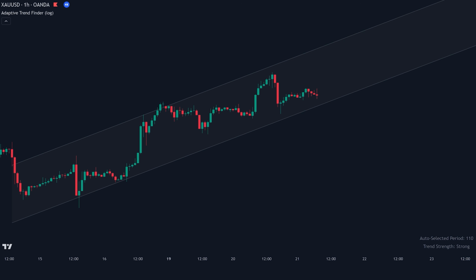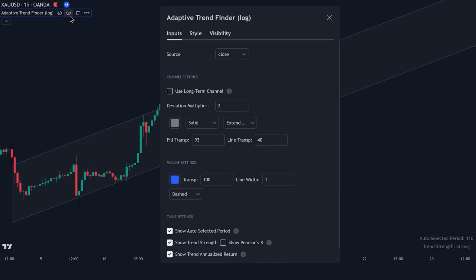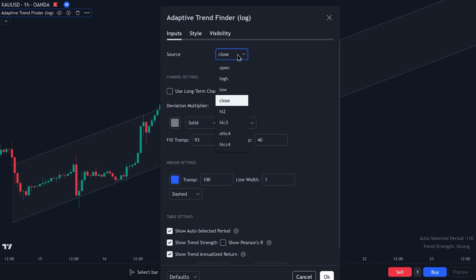Now let's delve into the components of the Adaptive Trend Finder by adjusting the settings. In the Inputs tab, you will find various options to customize the indicator. Let's start with the source setting. This allows you to choose which price point the indicator will use for calculations. You can select from options like open, high, low, or close.